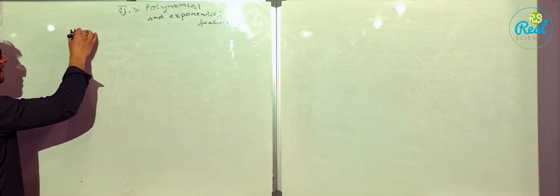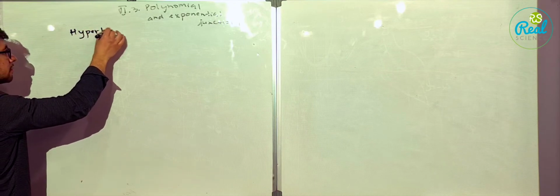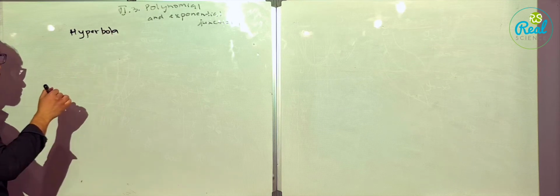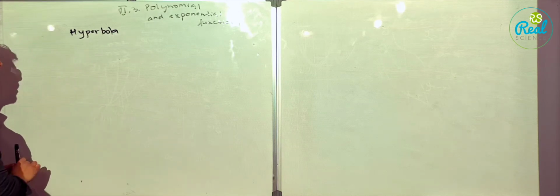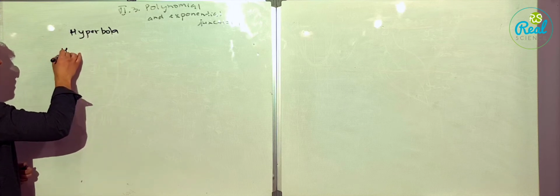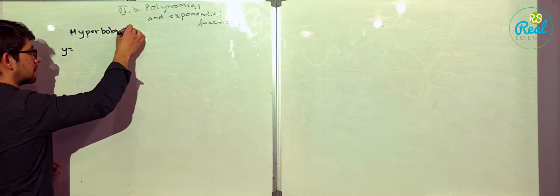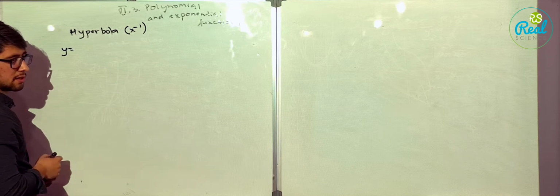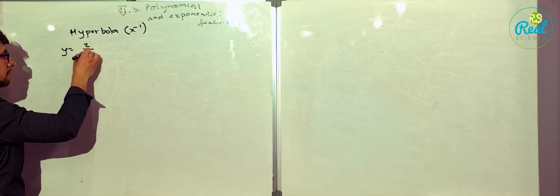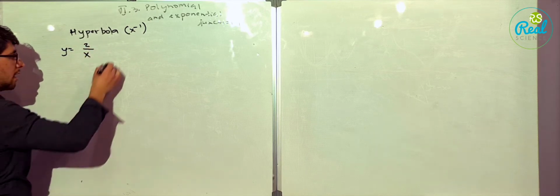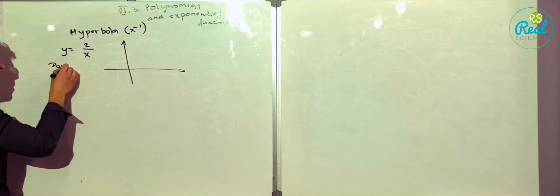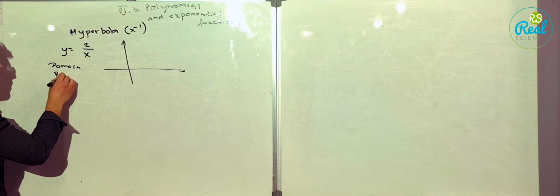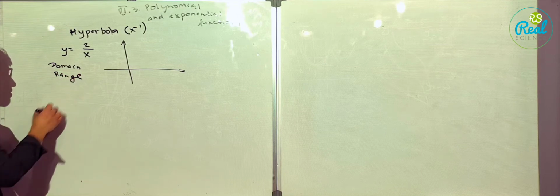We will continue with hyperbola, okay? Hyperbola, y equals to, we have told you that hyperbola is x on the power of -1. So let's take 2 over x. How will you draw the graph? First of all, let's look through domain. Let's look through range. Let's define whether this function is odd function or even function.